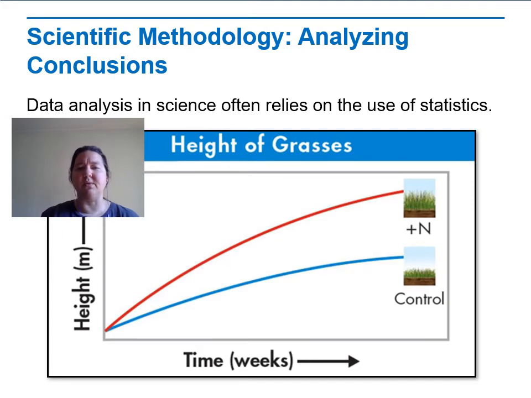We look at the data, and here we can see there's a huge difference between how tall the grass grew for the control versus the one with the added nitrogen, location A versus location B. Statistics is just a type of math that tells us how big that difference is and how important it is. That's all statistics does. Just by looking at this, we can see that huge difference, and it's like, oh, I guess the nitrogen did make a difference.